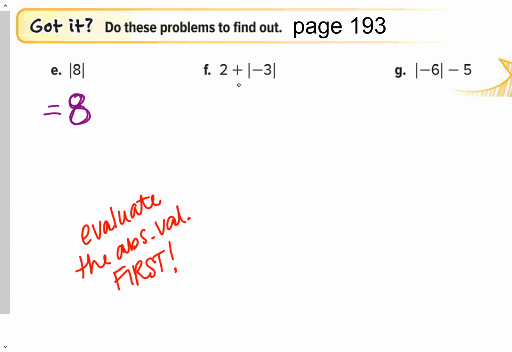So we would do the absolute value of negative 3, and that's basically how many units is negative 3 away from 0. It's 3 units away from 0. So then 2 plus 3 is 5. All right, and our last example here is the absolute value of negative 6 minus 5. So we're going to evaluate this first. So the absolute value of negative 6, how many units is negative 6 away from 0? That's 6. So 6 minus 5 equals 1.